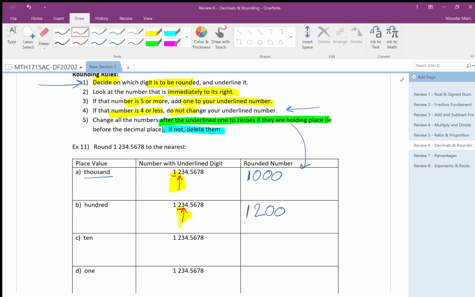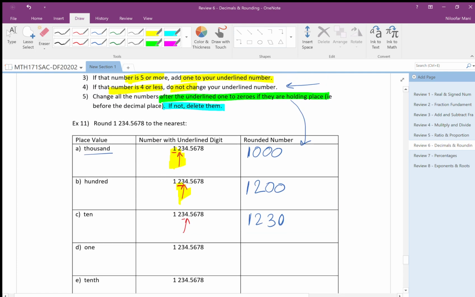How about 10? So you underline 10. You check the one after. The one after is 4, so you don't change. So you have 1, 2, 3. Remember, you need 0 because I said it's place value. So it's 1234. So I still have to hear 1230. How about the next?